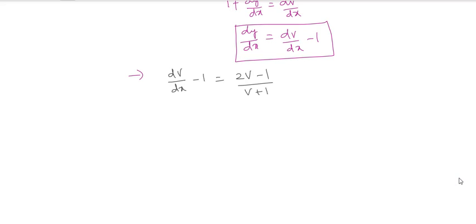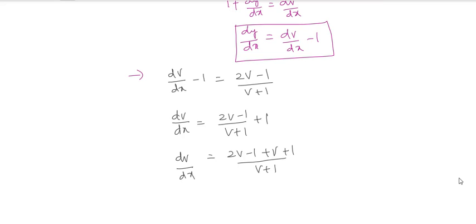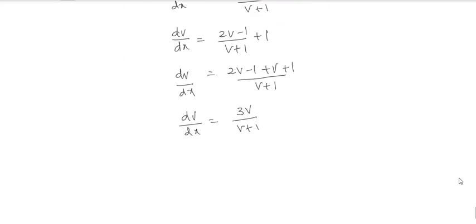Yes or no? So what I'll get here again, this one I will take to that side. So dv by dx is equivalent to 2v minus 1 by v plus 1, that minus 1 goes to that side as plus 1. You will have here 2v minus 1, LCM take it as plus v plus 1, divided by v plus 1. So do that simplification. dv by dx is equal to 2v plus v means 3v divided by v plus 1. So this minus 1 plus 1 will get cancelled. 3v by v plus 1.